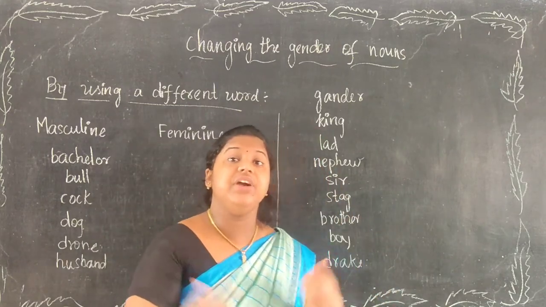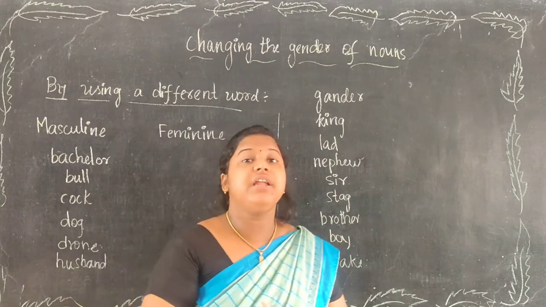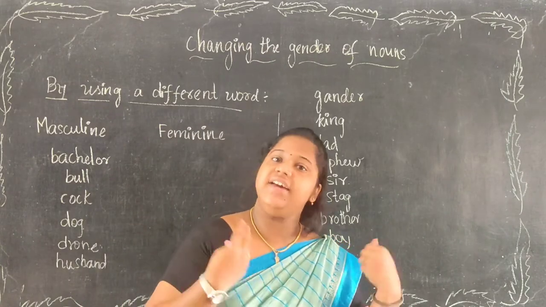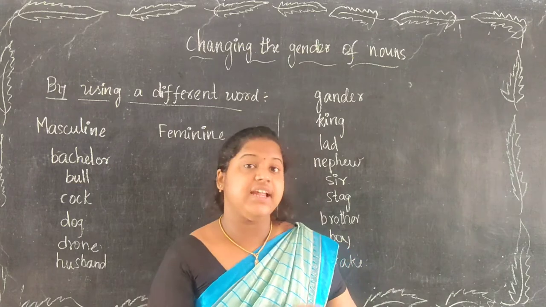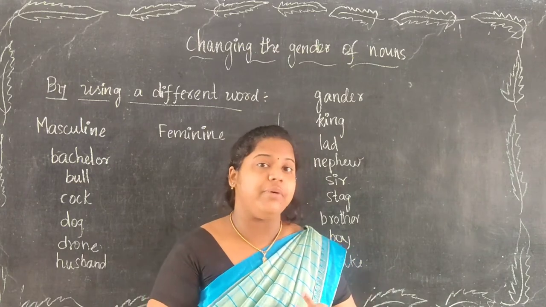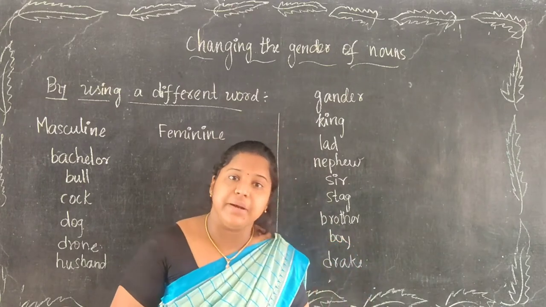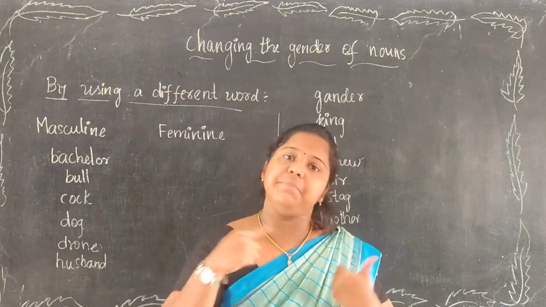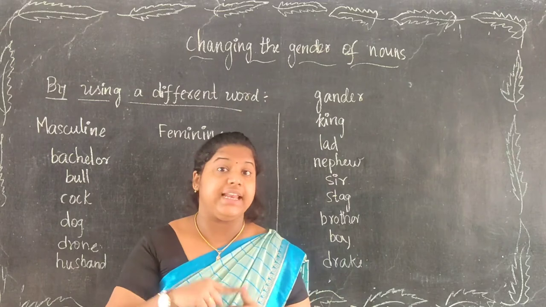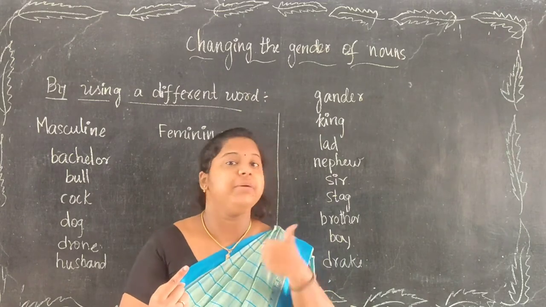In the previous video, we have learned about genders, right? Now tell me, how many genders are there? Yes, there are four genders: masculine, feminine, common and neutral gender. What is masculine gender? All the human males and male animals belong to the masculine gender. Lion, tiger, these are all examples of the masculine gender.